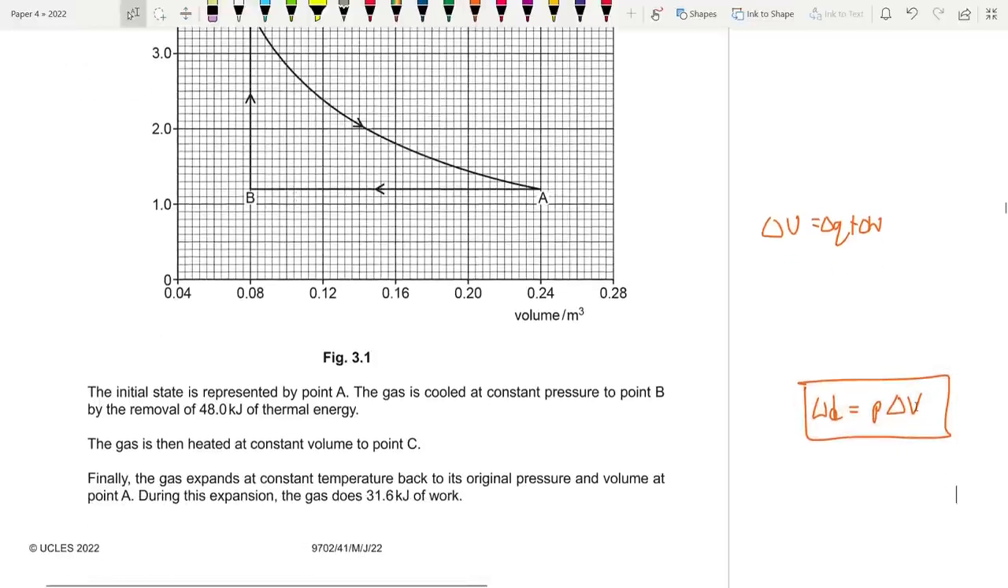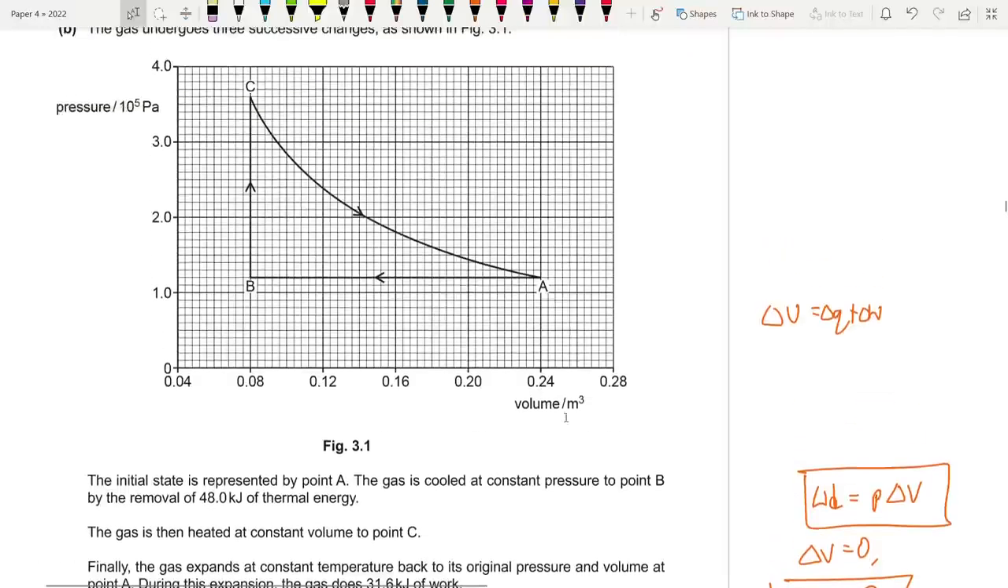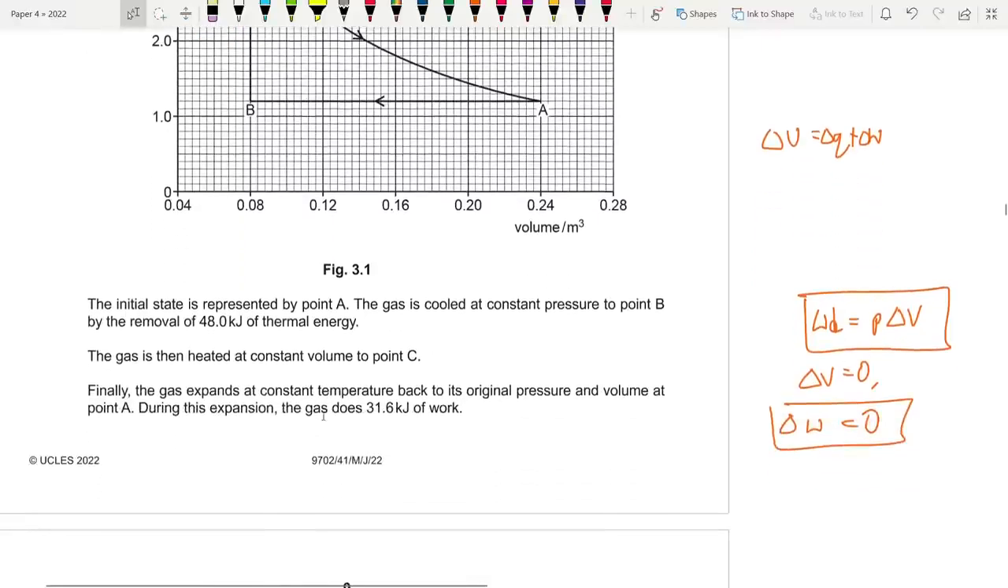If volume is constant, if volume does not change, then no work is done on the gas or by the gas. If del V is 0, then del W is also 0. This is a must, we need to know. So for B to C, del W equals 0 because volume was constant. Great. Finally, the gas expands at constant temperature back to its original pressure and volume at point A. During this expansion, the gas does 31 kilojoules of work.